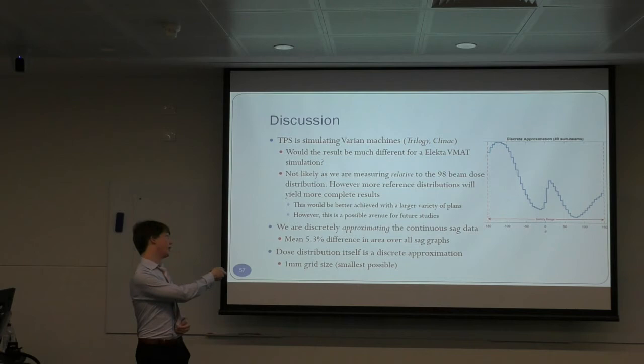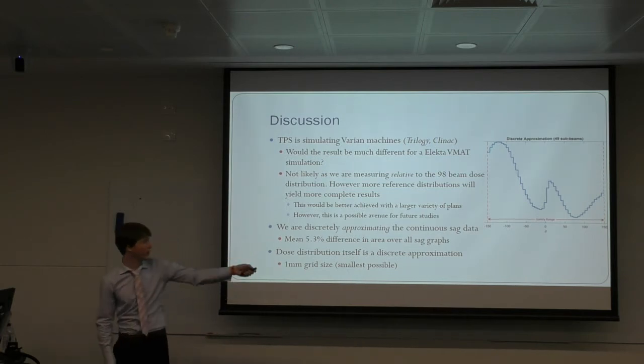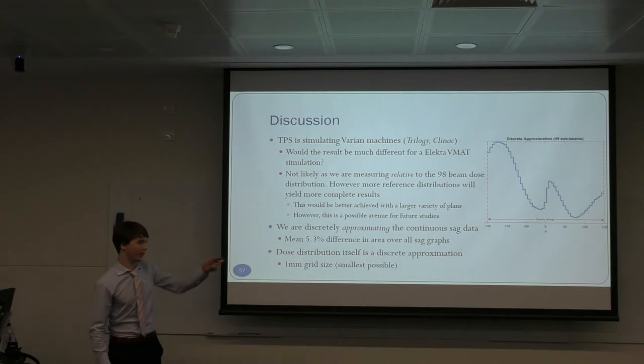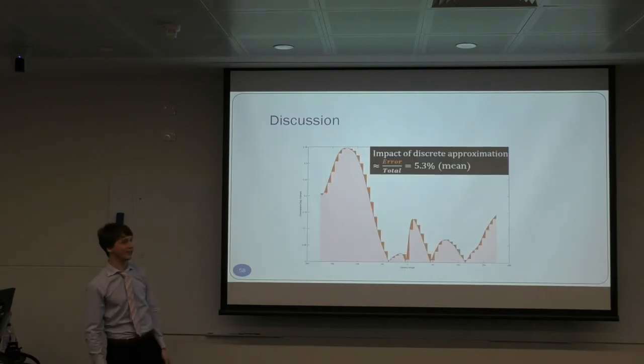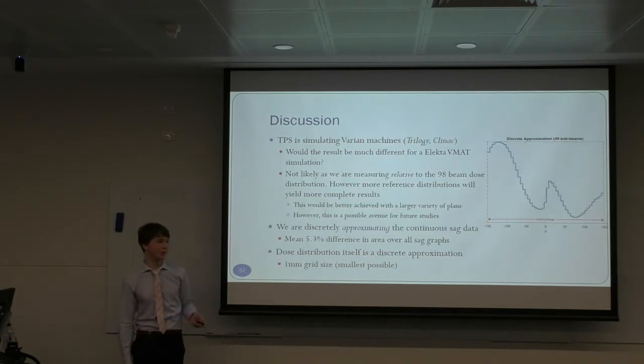Another point is we're discretely approximating this continuous data. Remember, so what kind of error does that introduce? I decided to say, well, in the worst case scenario, if none of the errors cancel each other out, we look at something like this, and I won't get to it. Basically, worst case scenario, 5.3%, which isn't nothing, but it wouldn't really change my results.